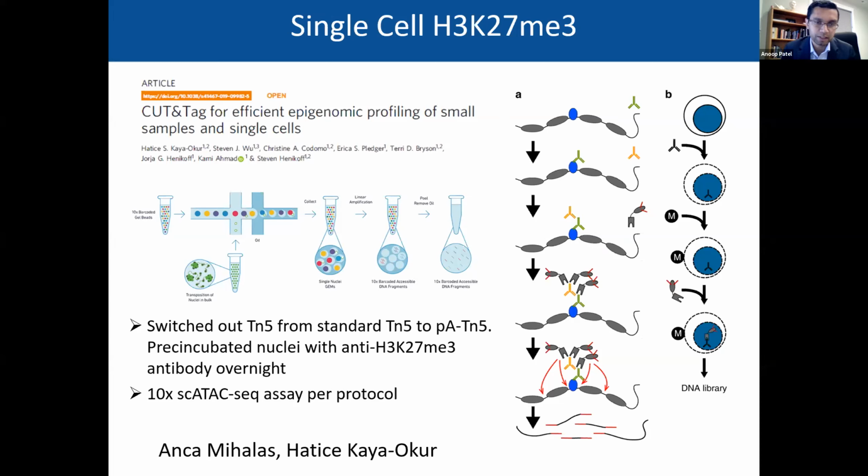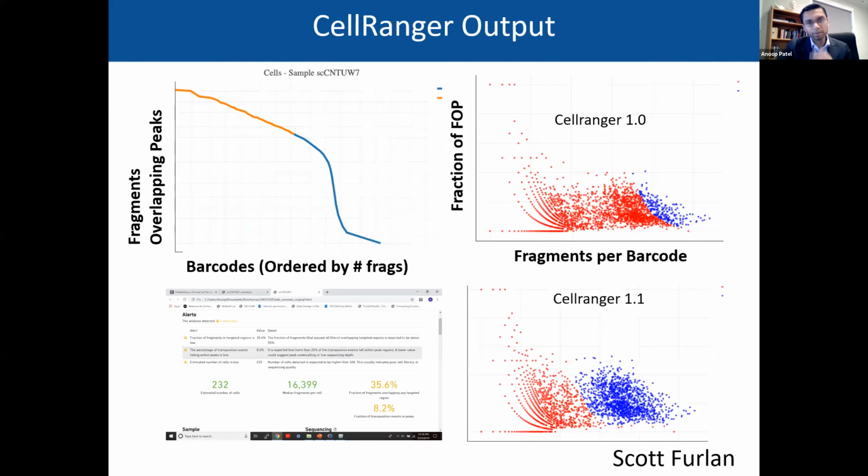So we switched out the Tn5 to a protein A tethered Tn5, and then we pre-incubated the nuclei with a validated K27 trimethyl antibody overnight. And then we just ran it through the standard 10x ATAC-seq protocol. And actually then ultimately also used CellRanger to do cell barcode identification. And what we got out the back end was not a total surprise. CellRanger didn't really know what to do with this type of data.